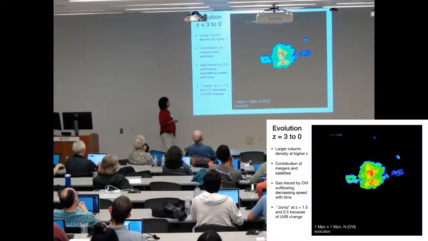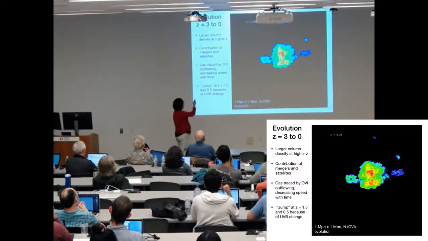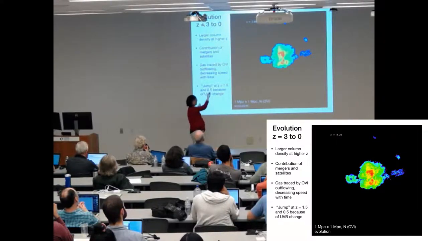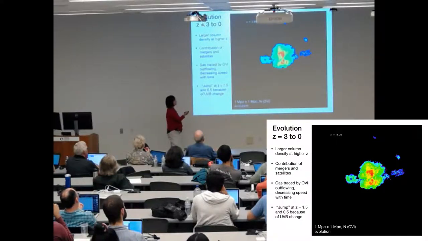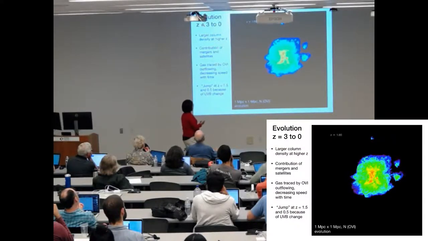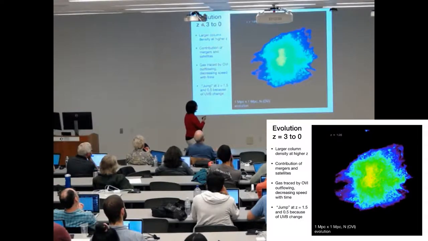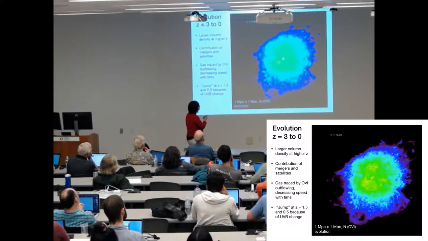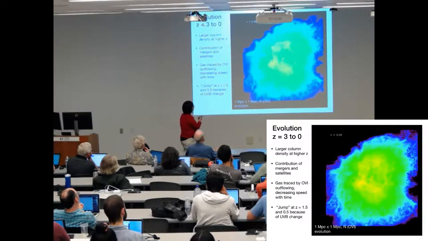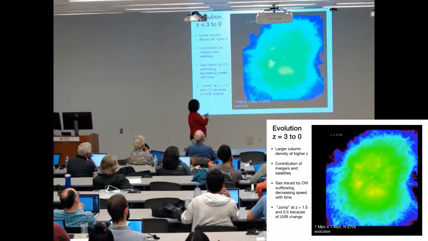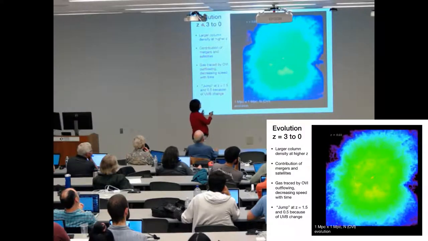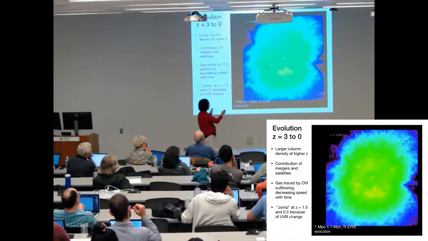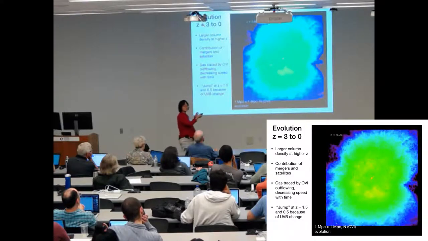So this is a movie of oxygen 6 in a 1 megaparsec box, physical, from redshift 3 all the way to redshift 0. Okay, so let it go. There you go. So you can see initially you have quite a high column density of oxygen, and then it kind of diffuses, but still, you know, the green color is there. Overall, you can see the picture of the oxygen 6 gas moving into the halo and outflowing.